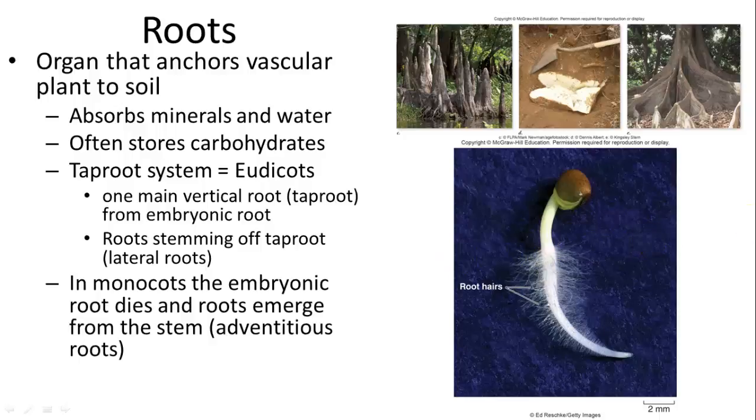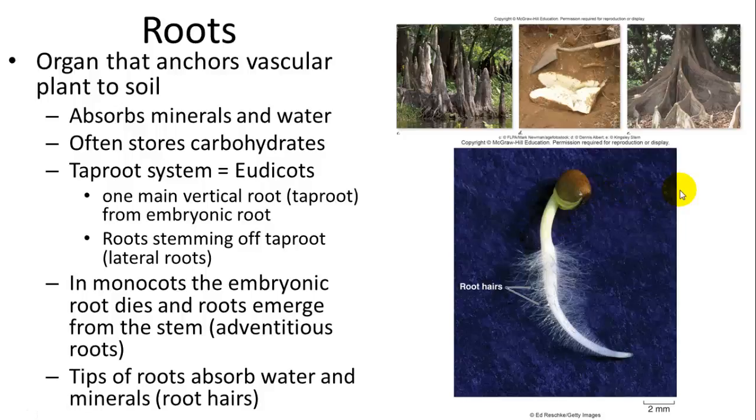They also have these very fine root hairs which help to absorb nutrients. In monocots, the embryonic root dissipates, and instead you have adventitious roots which grow from the stem. And I just talked about the root hairs.